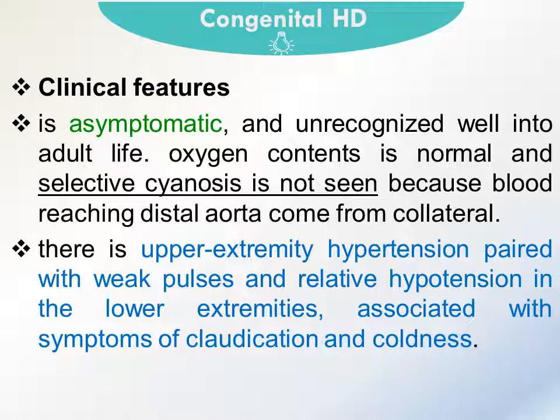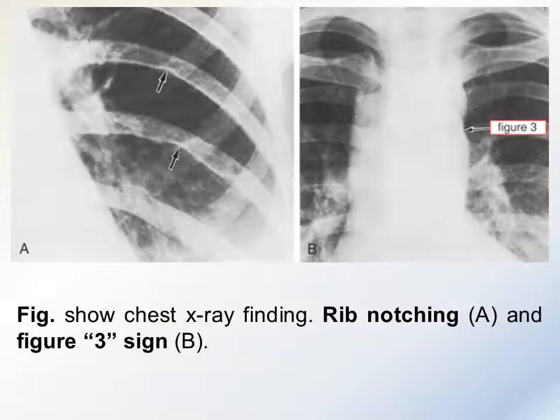Collateral circulation around the coarctation often develops through markedly enlarged intercostal and internal mammary arteries. Expansion of the flow through these vessels can lead to radiologically visible notching of the ribs. This figure shows the chest X-ray finding, which shows the rib notching, and it also shows the figure 3 sign.